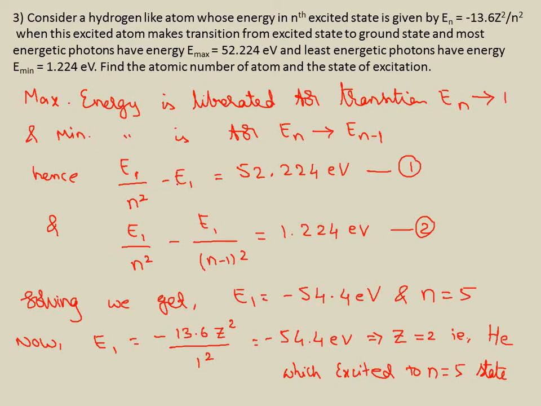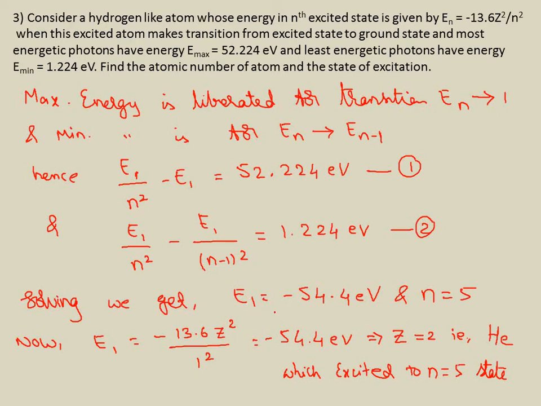Right. Now for the second, which is nothing but the minimum, the transition is from n to n minus 1. So E1 by n square minus E1 by n minus 1 whole square. That's it, right? This difference is nothing but 1.224 electron volt. Keep this aside. I am making those two equations as 1 and 2. Now solve these two equations 1 and 2.